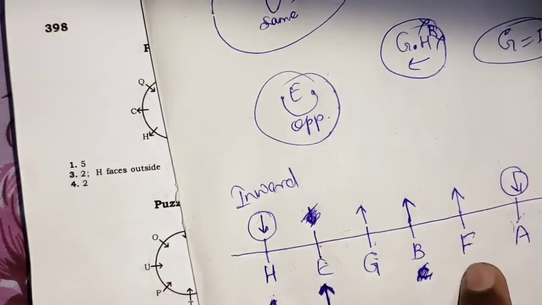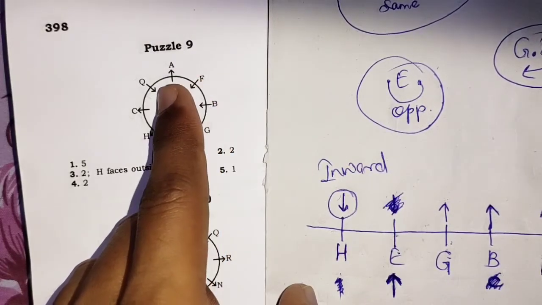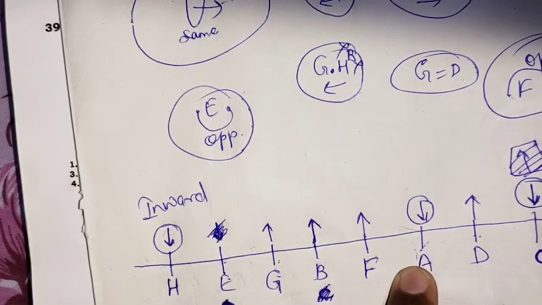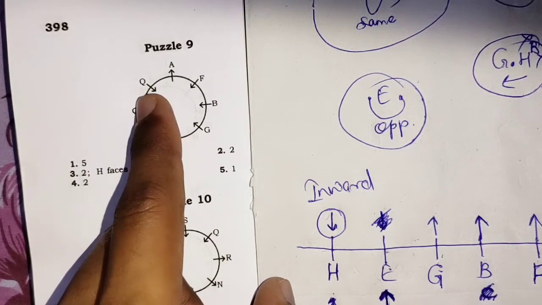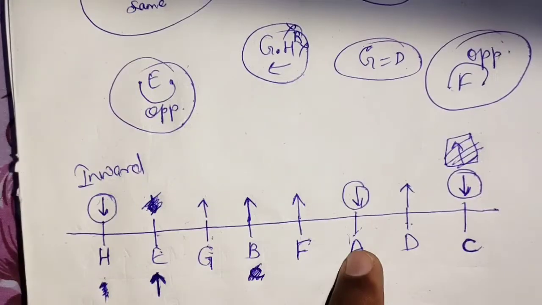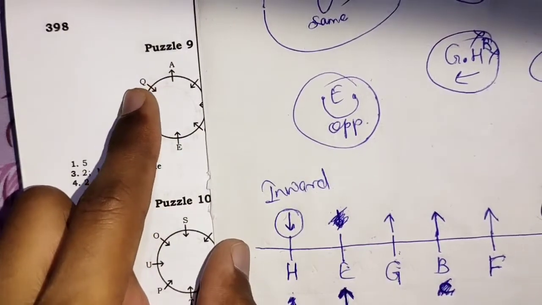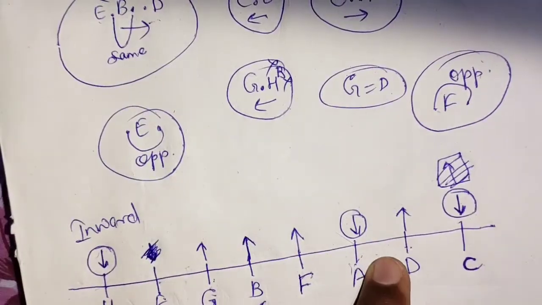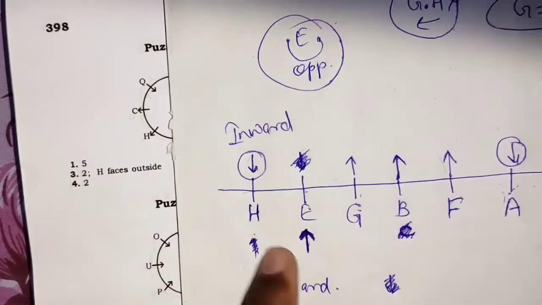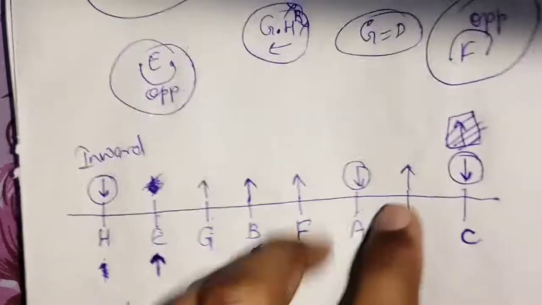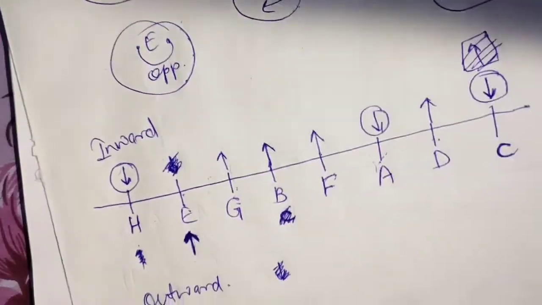And to its right F is there. F is also facing inward, you can see, and to its right A is there, and A is facing outward. And then there is Q, which is facing inwards. Sorry, here Q will not be there, here D will be there. So D is facing inward, and then C is facing outward, and then H is also facing outward. So this answer is correct.